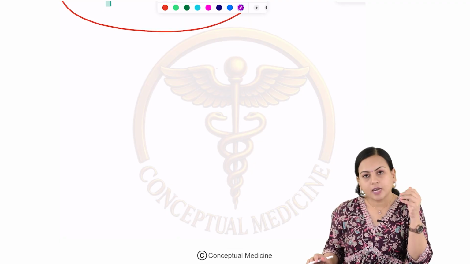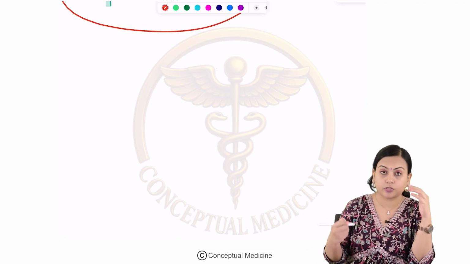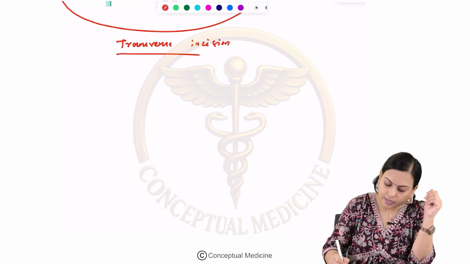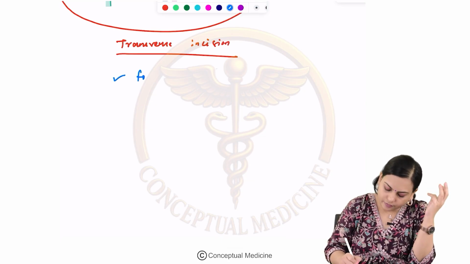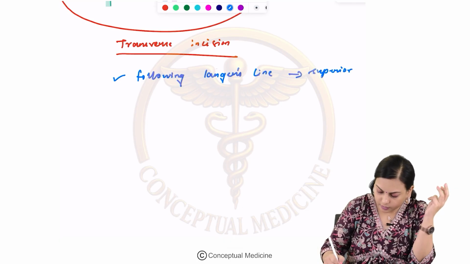Now we will see the advantages and disadvantages of the transverse incisions and the vertical incisions. First, let us see the transverse incisions. Their advantages include that they follow Langer's lines, so you have superior cosmetic results.